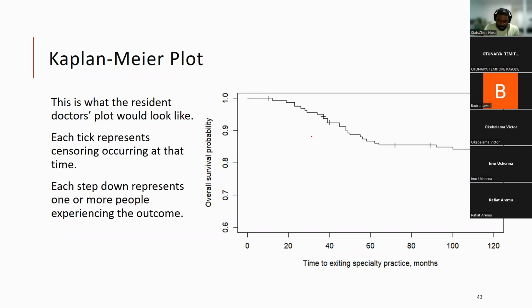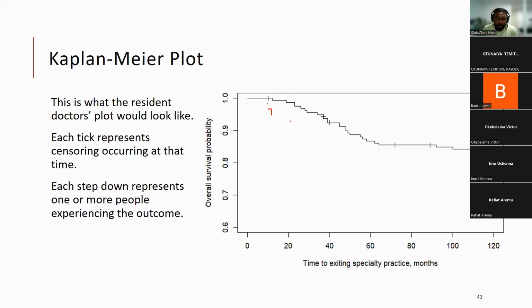Okay, sir. The Kaplan-Meier plot, let me start with the step. Each of the steps here means that one or more of the participants in the study have had the outcome of interest. Then each of these ticks here represents censoring. Yes, that's excellent. So that's basically what it is.